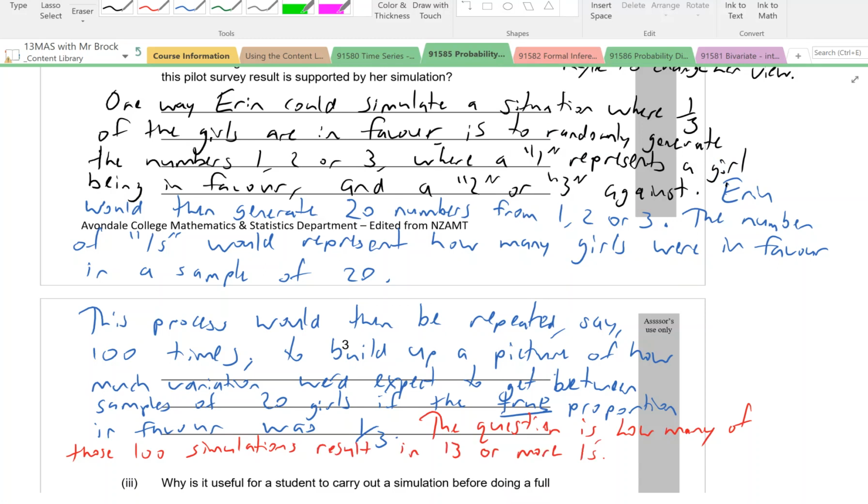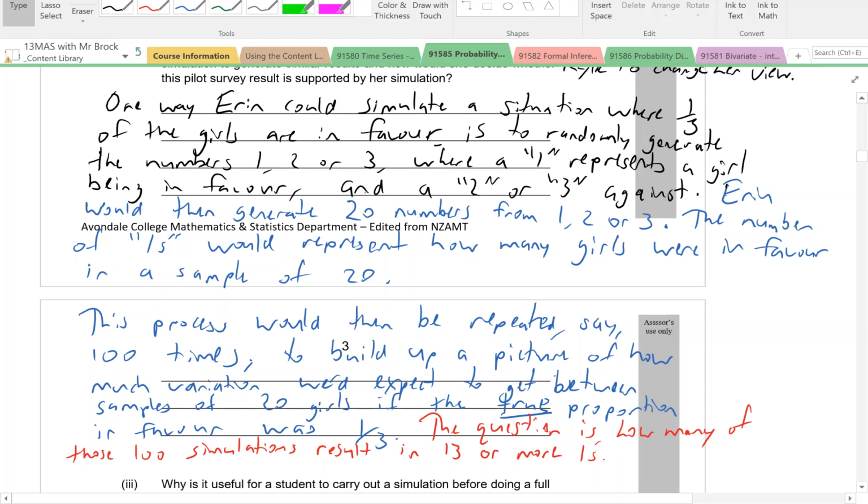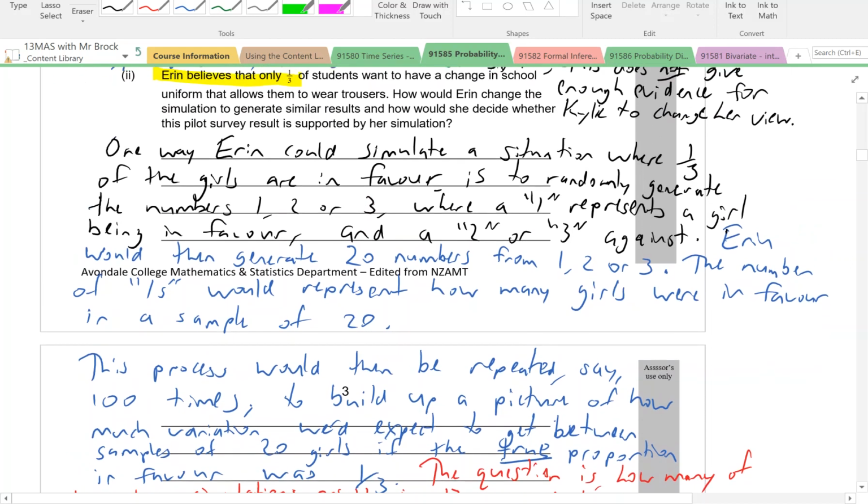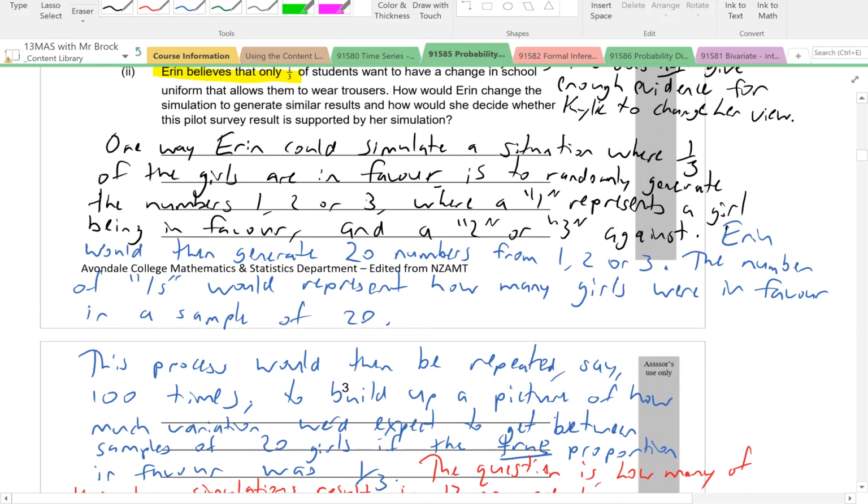And we want to see whether that would be believable based on this model, based on Erin's model of 1/3 being in favour. So if less than 10 of those 100 result in 13 or more, then we would say that Erin's model is too low, and that there's probably more than 1/3.